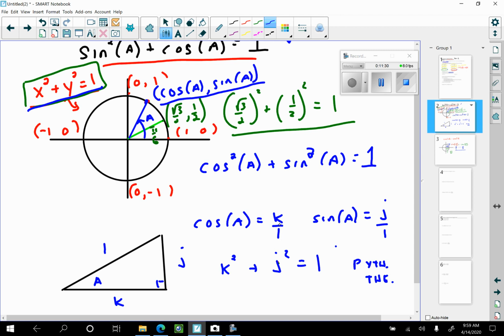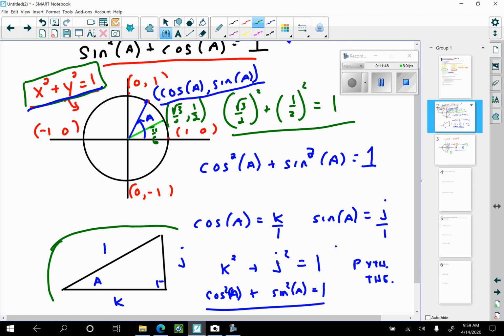The Pythagorean theorem. Hey, what is K? Cosine of A. Plus, what's J? Sine of A. And this is that identity we talked about. This is the reason why they call it the Pythagorean identity: you're going to use the Pythagorean theorem to develop that.